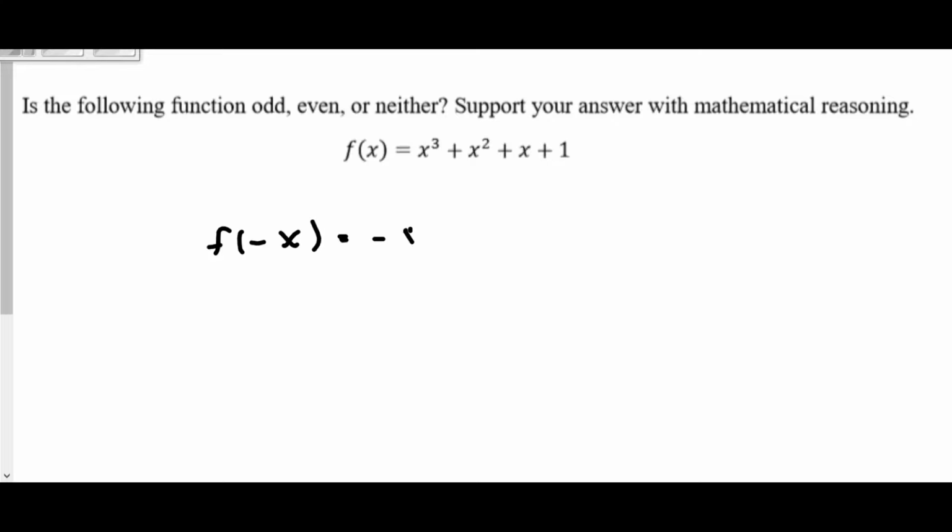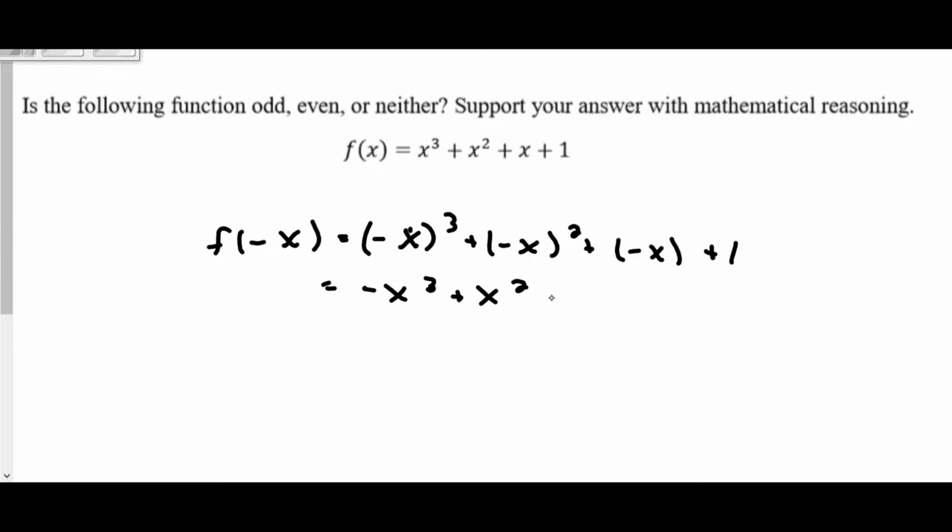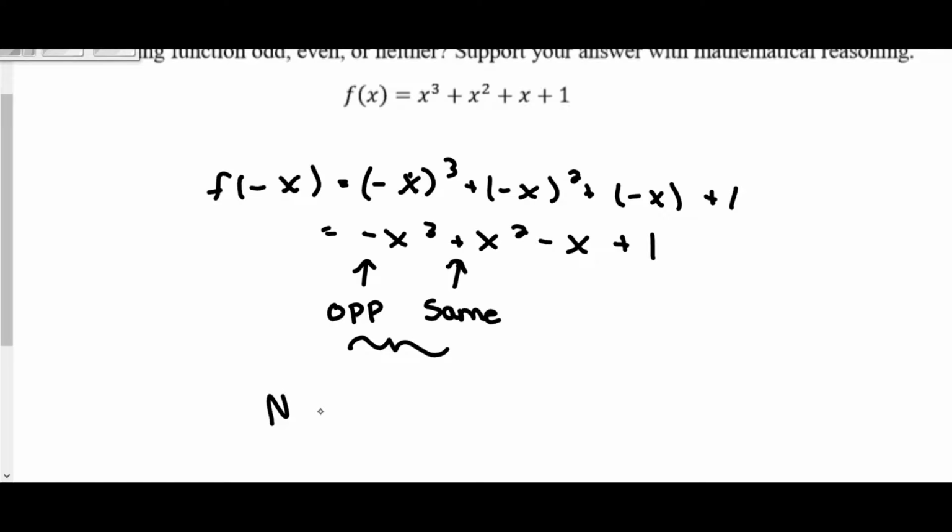So negative x cubed plus negative x squared plus negative x plus 1. Negative x cubed is just negative x cubed. Negative x squared is positive x squared, minus x plus 1. My original sign for x cubed was positive, and now it's negative, so it's opposite. My original sign for x squared was positive, and now it's the same. So you can stop right here. You have a mix of opposite and same, so we can say that it's neither.